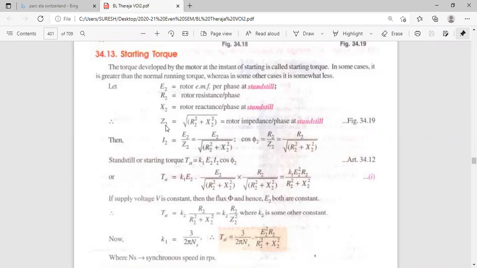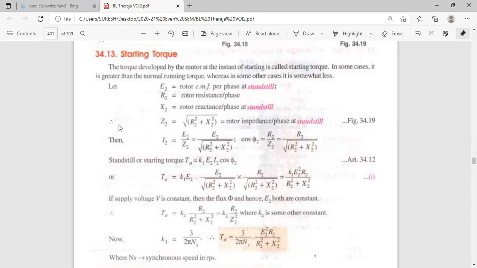Z2 is equal to R2 plus jX2. R2 on the x-axis, and j means 90 degrees, so X2 on the y-axis. Take R2 on the x-axis and X2 on the y-axis. What is the resultant of R2 and X2 on the hypotenuse? Z2. On the hypotenuse, take Z2. Now take phi.